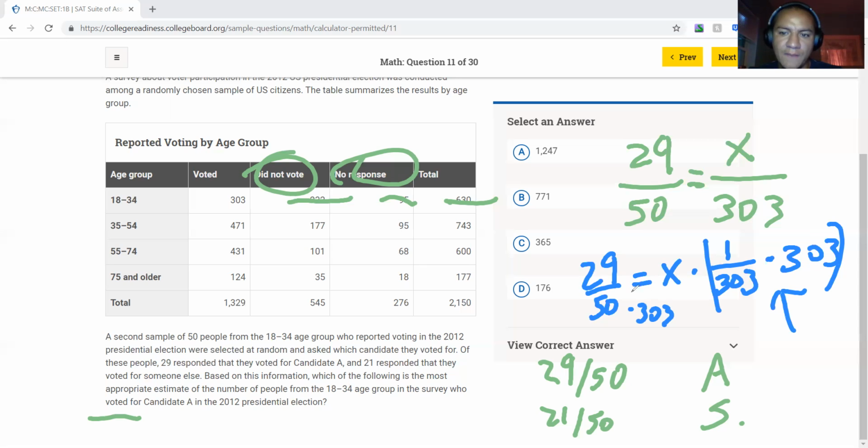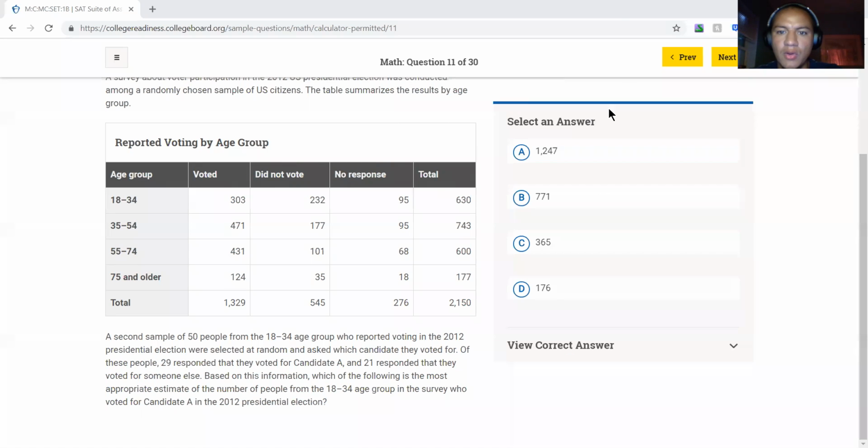So in the end, by the way, you're multiplying 303 and 29. It's just unclear there because of the space. In the end, you get 29 over 50 times 303 over 1. You could put it that way too. And after doing that math, you should end up getting 176, and that is, of course, going to be the answer.